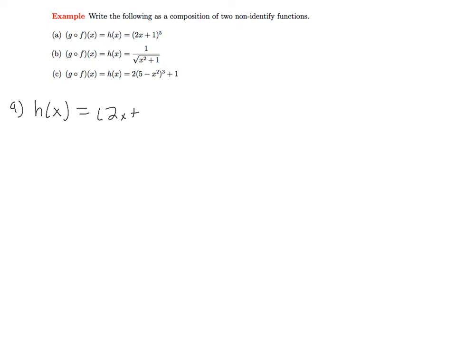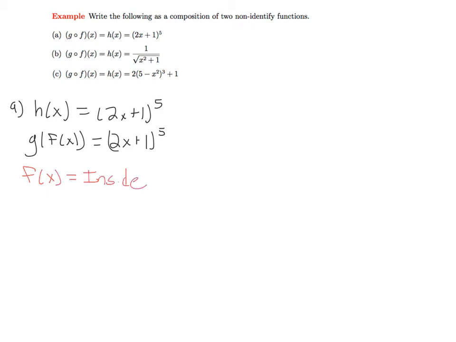For example, in part A, we're told that the function h of x is equal to 2x plus 1 all raised to the fifth power. And so we want to write this as a composition of two functions, g with f of x, where we have f of x as the inside function, and g of x as the outside function.